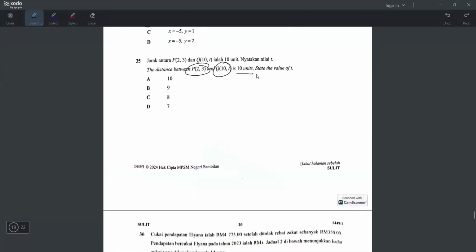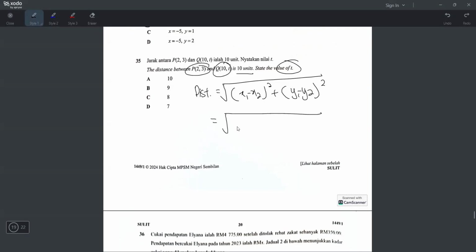Okay, number 35. The distance between P and Q is 10 units. State the value of t. Use the distance formula. What's the distance formula? Square root of bracket squared plus bracket squared. In the first bracket you have to put x1 minus x2, and the second bracket is y1 minus y2, right? If you don't know this formula, you cannot do this question.